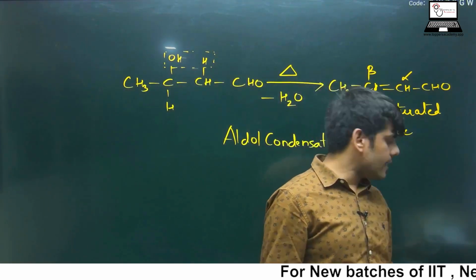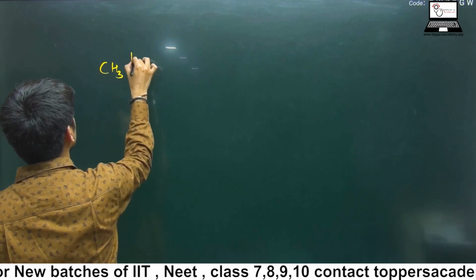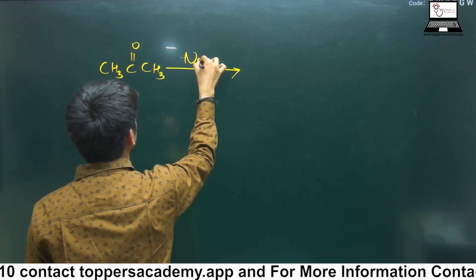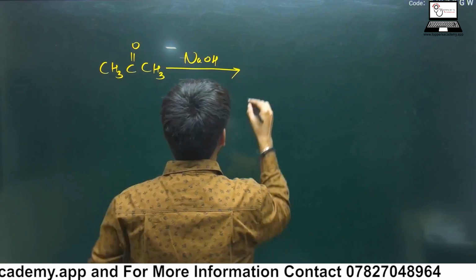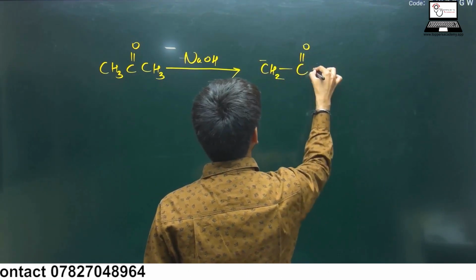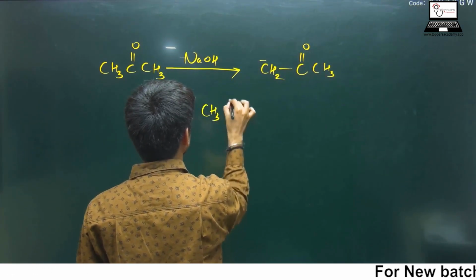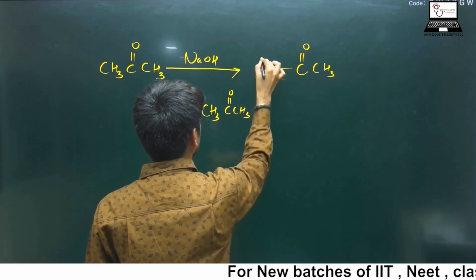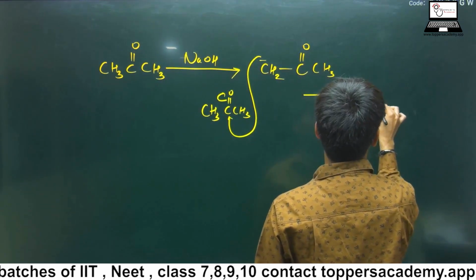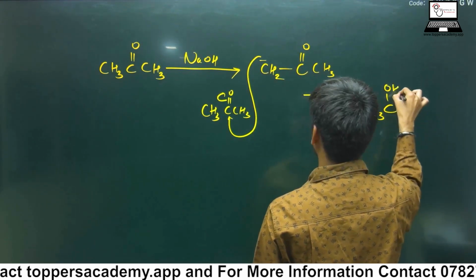Now similarly, I can take a ketone. For example, if I take acetone, in the presence of, for say, NaOH, what happens? I end up getting this kind of anion, right? And I have another molecule of acetone. This will attack here. This goes like this. So what I have is CH3, C, and after hydrolysis, I have something like this.